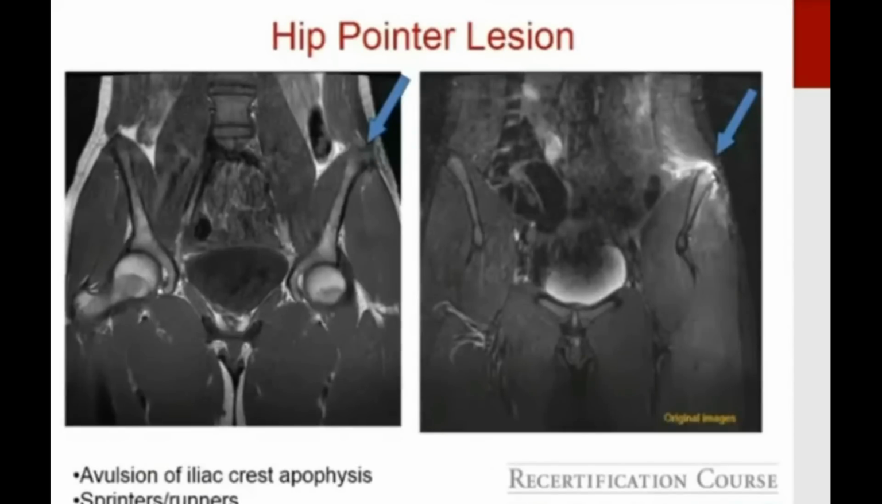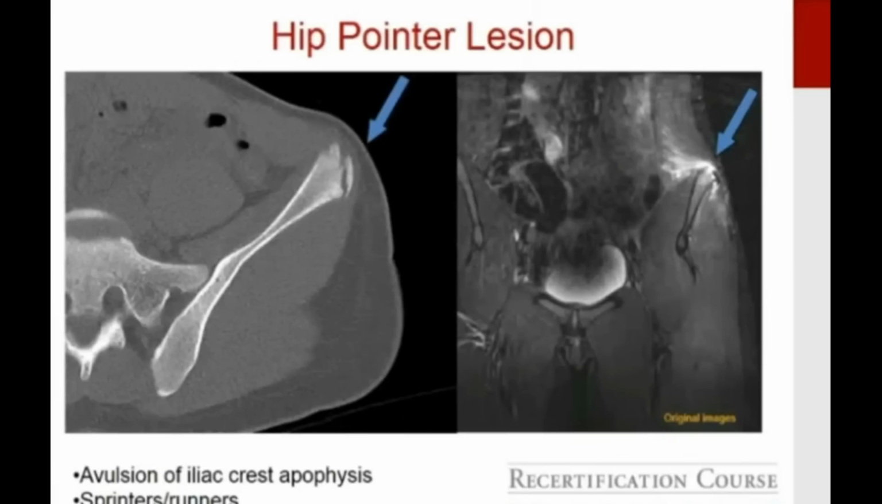Finally, hip pointer lesions are lesions that occur at the iliac crest, most often in runners or sprinters, but we can also see them in contact sports such as football. We can see disruption, avulsion and displacement of the growth plate of the iliac crest, both on MR and CT imaging, with the associated soft tissue edema on MR.